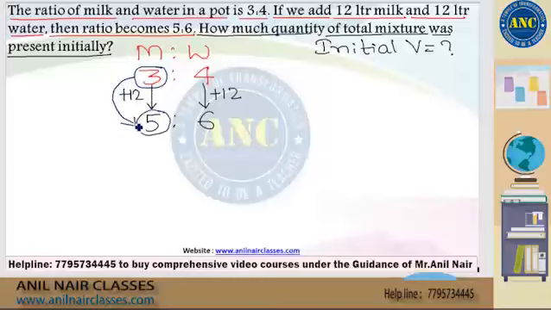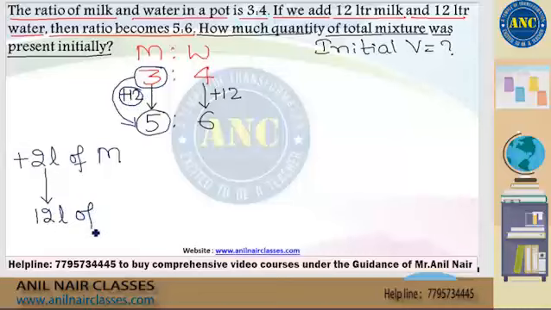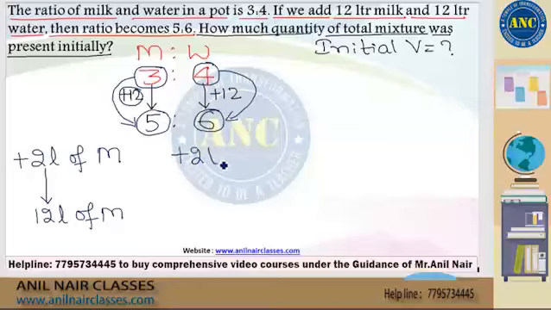For 3 to become 5, how many liters of milk did I add? I added 2 liters of milk according to the ratio. But according to the question, how many liters of milk am I adding? I am adding 12 liters of milk. Similarly, water. Initially 4 liters was water. Finally 6 liters of water. 4 is becoming 6. How much water is added according to the ratio? 2 liters of water is added. According to the question, 12 liters of water is added.